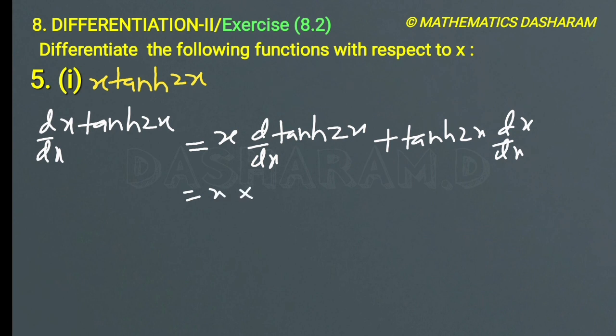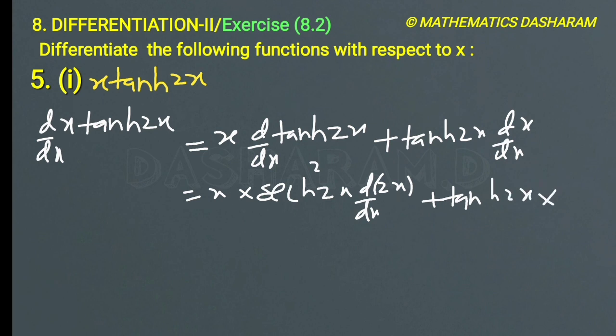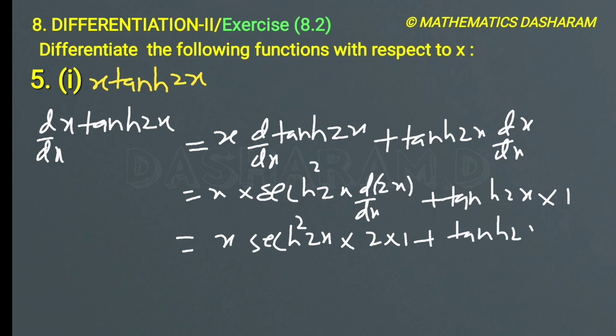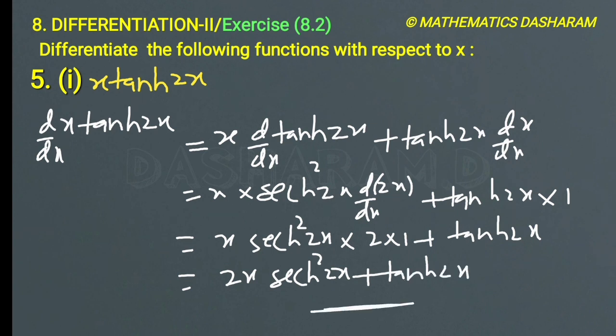So x into the tanh 2x formula. First, what is the tanh x formula? Sech square x. So sech square 2x, and here we have one more function, that is 2x, plus tanh 2x into the derivative of x, which is 1. Now it is equal to x into sech square 2x into the derivative of 2x, which is 2 into 1, plus tanh 2x into 1, which is tanh 2x itself. So it is equal to 2x into sech square 2x plus tanh 2x, which is our required answer.